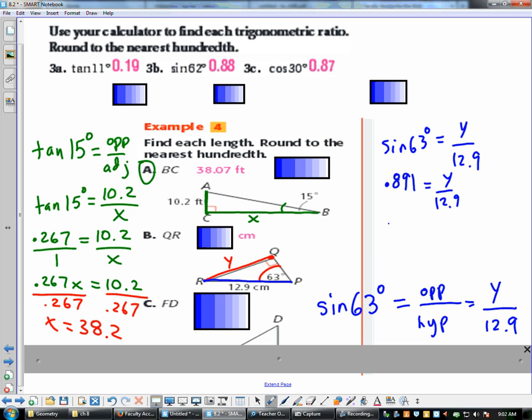Do people agree with that? 11.49. In this case, I guess it's centimeters. Yes? And yeah, that's what I have here, 11.49 centimeters. All right, let's try one more of these.